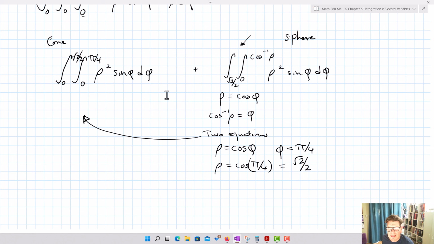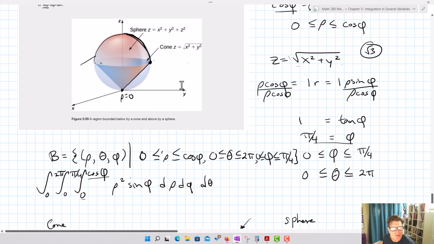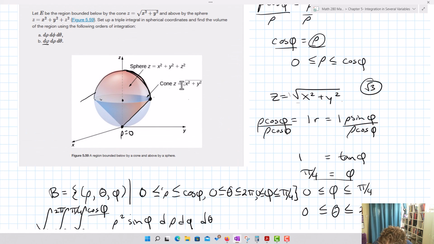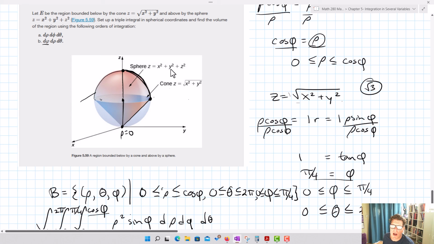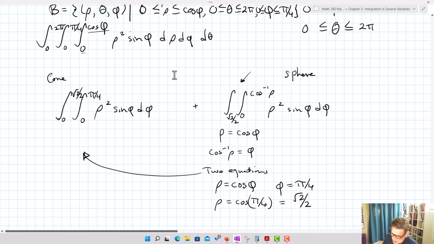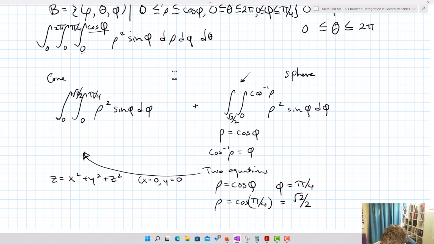Okay, so we need to think about what's the top part of the sphere. So on the one hand, we've got here that basic rho. There's rho. Now we actually need to go up to the top part of the sphere. Now notice that top part of the sphere is going to have x and y equal to 0. So I'm going to take my equation for the sphere. I've got z equals x squared plus y squared plus z squared. X equals 0. Y is going to equal 0 at that point.